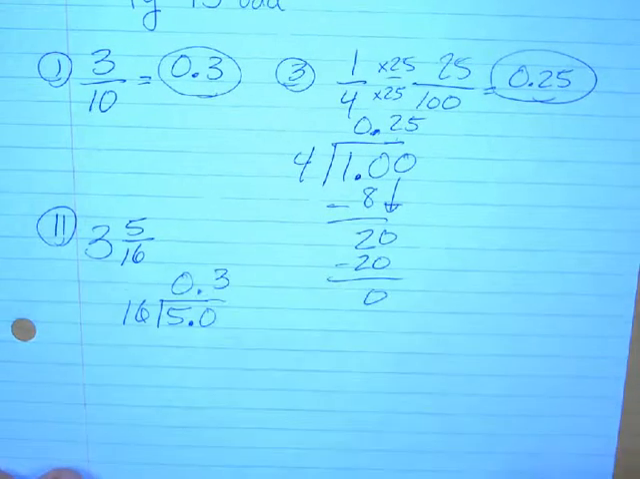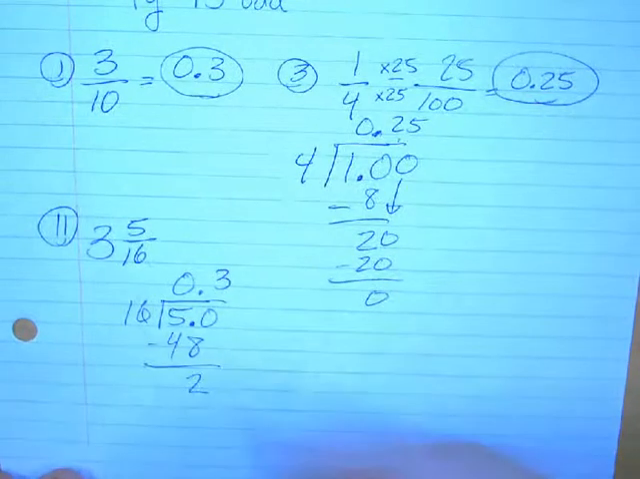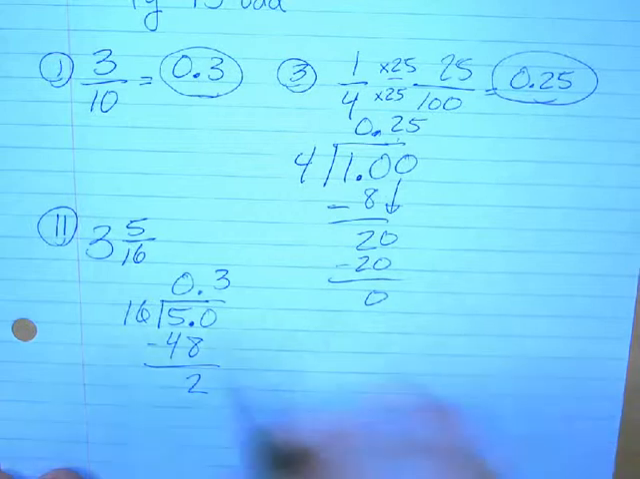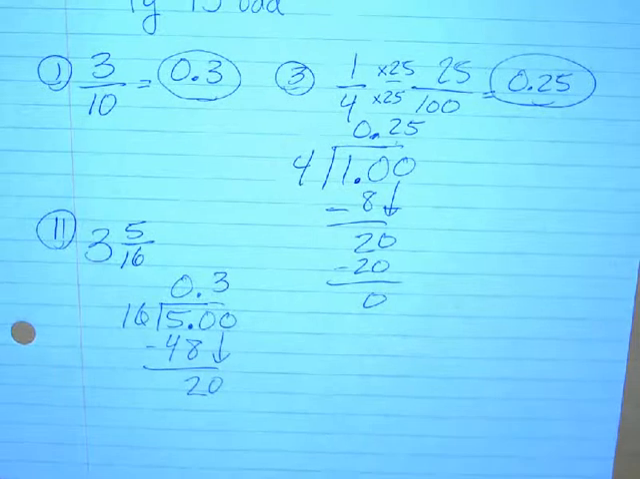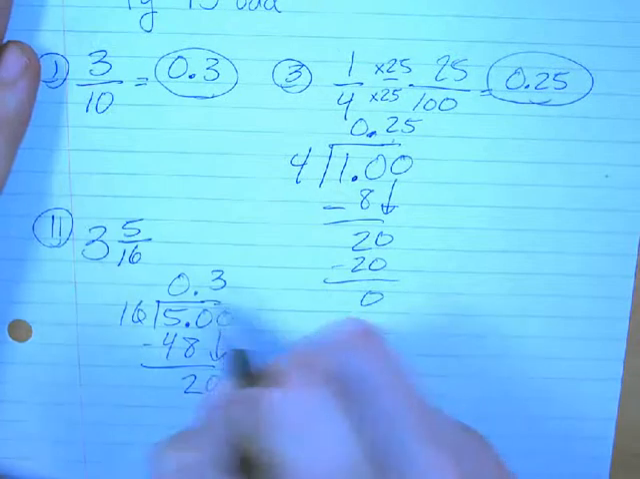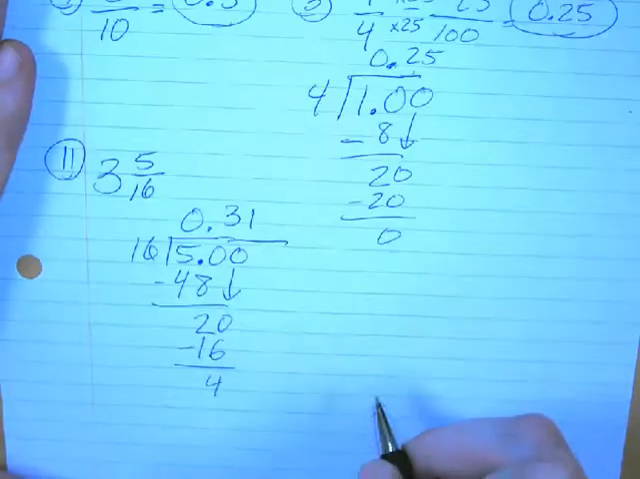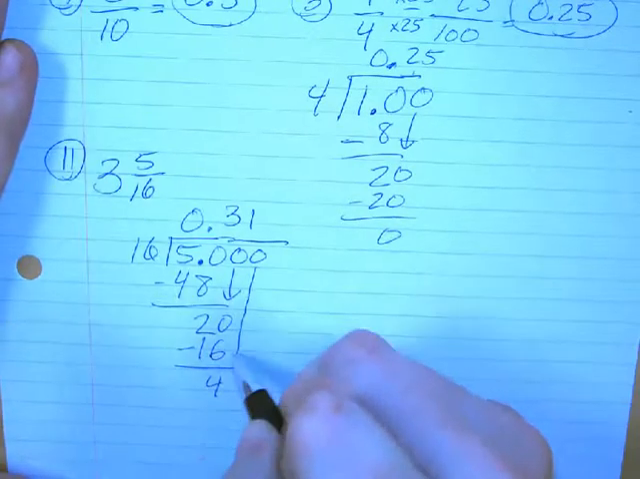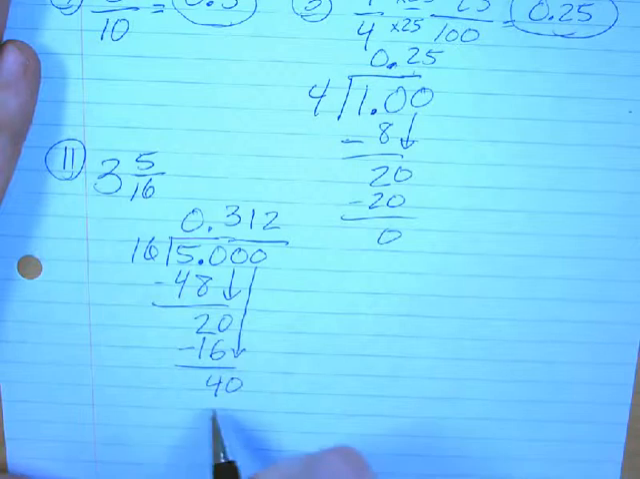16 goes into 50. Well, that's going to be 3 times. And I see that 3 times 16 is 48. And that gives me a 2. I have a remainder. I don't put an R. I'm going to put a 0 and bring it down. Alright. We got the 20. 16 is going to fit into 20 1 time. That's 4. And I'll annex another 0 and bring it down. Oh, 16 goes into 40 2 times.